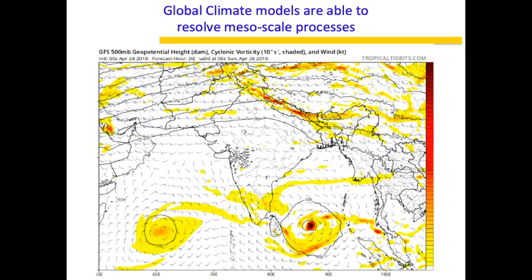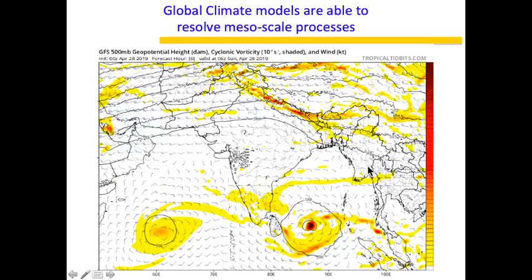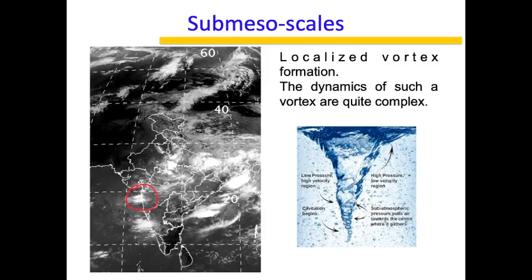If you look at these global models, they are able to resolve the mesoscale processes, as you can see, these big vortices or big eddies. Bigger eddies and smaller eddies are there, and the models are able to capture the bigger eddies, and also waves, which you can see as wave patterns. But they are unable to capture the submesoscale processes because these are small and the resolution is not enough to capture them. And these submesoscale processes become very important because these are localized mechanisms.